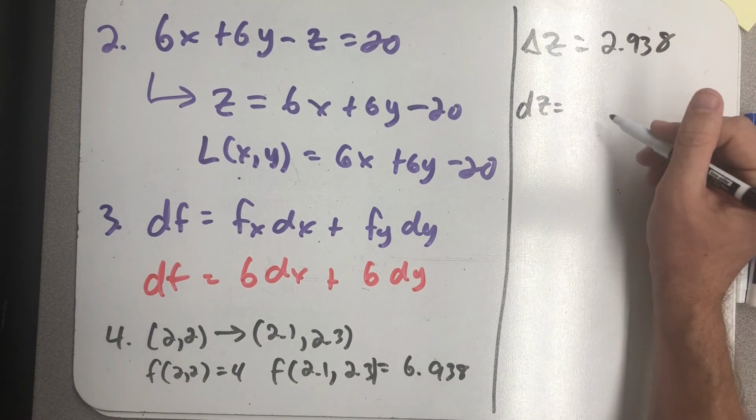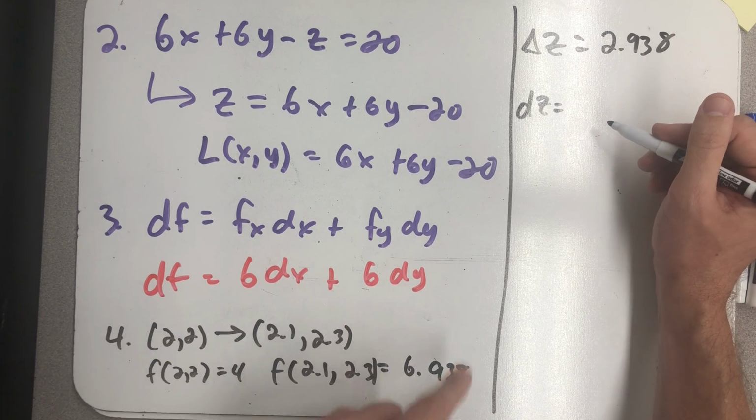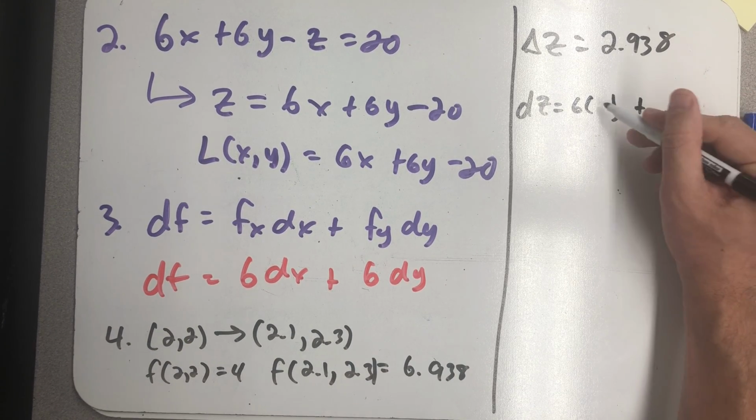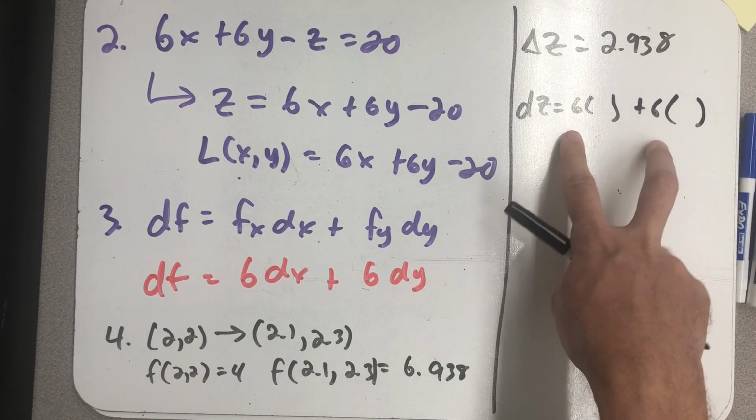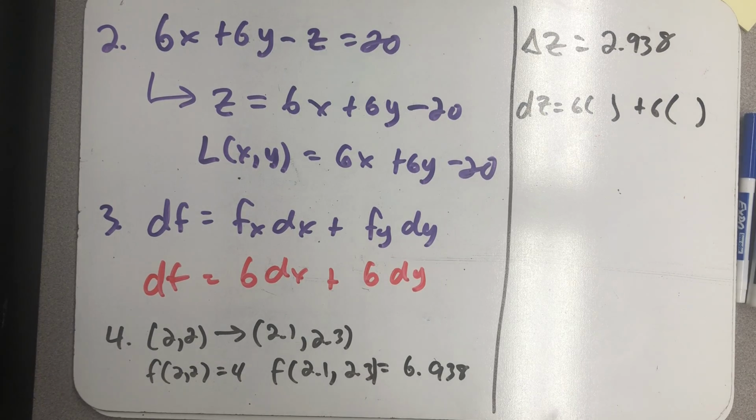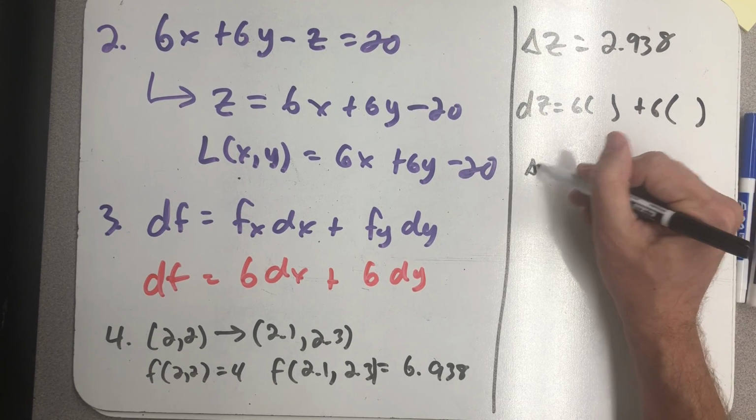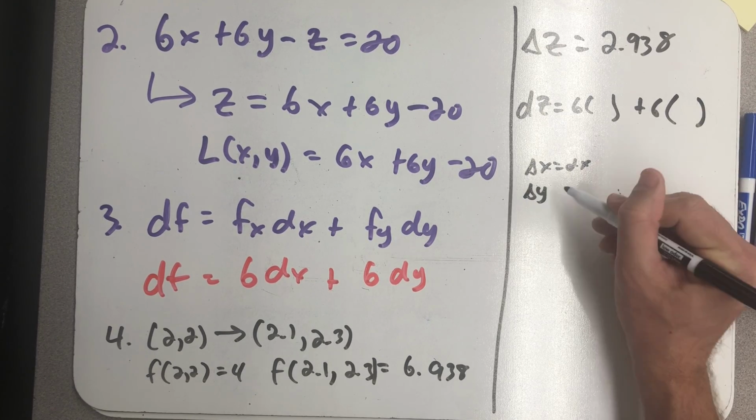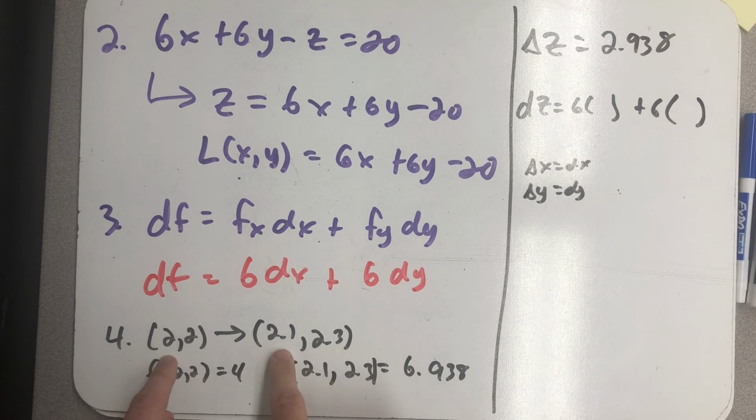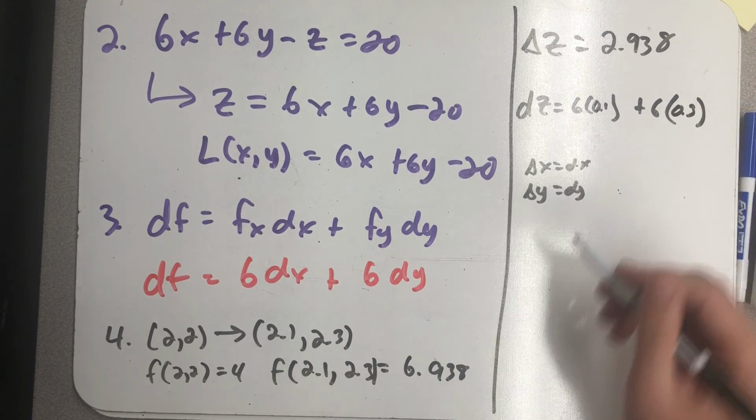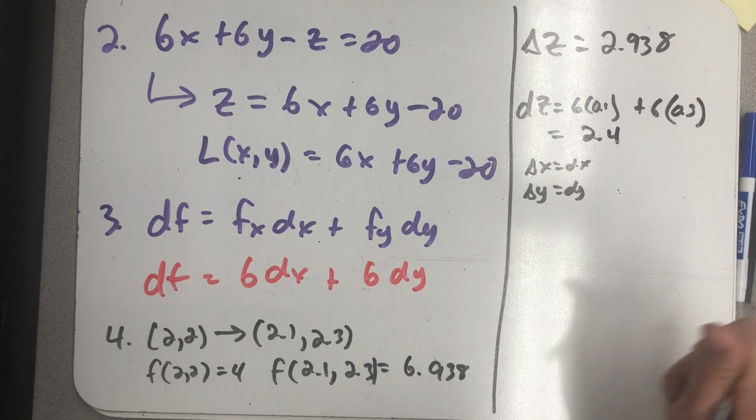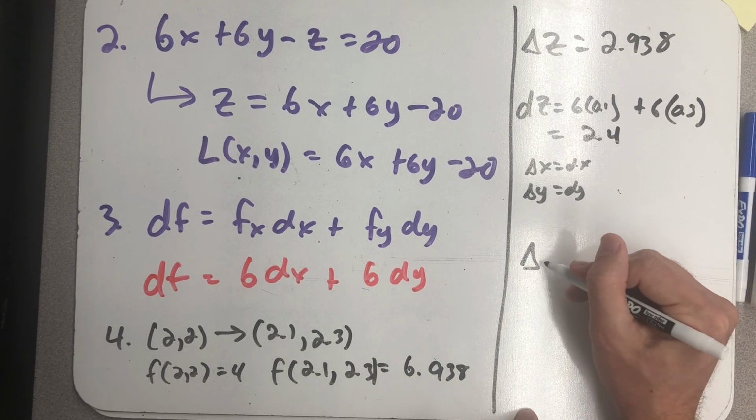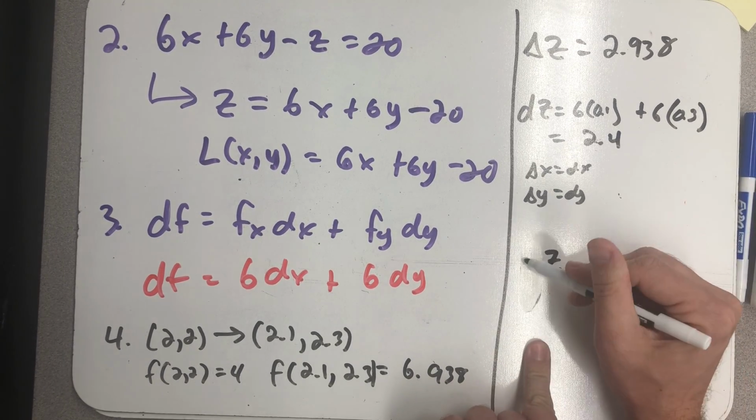dz is calculated using my total differential. 6 times a change in x plus 6 times a change in y. It's convenient that my partials here were identical. They certainly don't have to be. Well, delta x and dx, delta y and dy are talking about the same thing. So the change in x is 0.1, the change in y is 0.3. And after doing the multiplication, I find out that dz is 2.4. The whole idea here is I can use dz to approximate delta z.